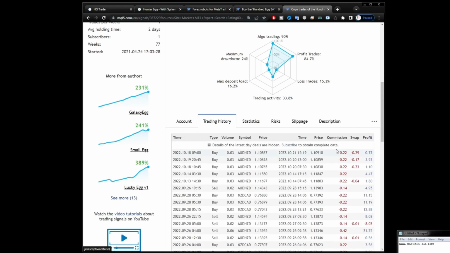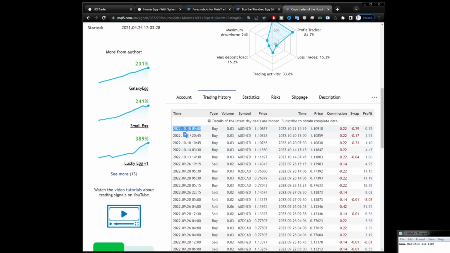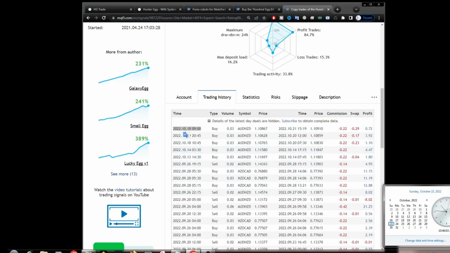The last trading history was on October 18, 2022. Here we can see transactions that are subject to fees. This means that this expert advisor uses a low spread broker type.